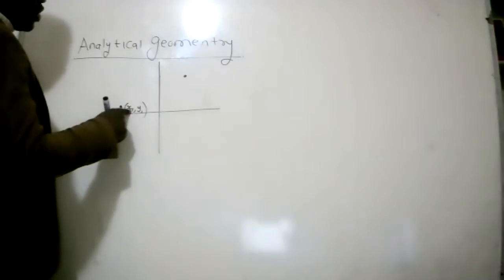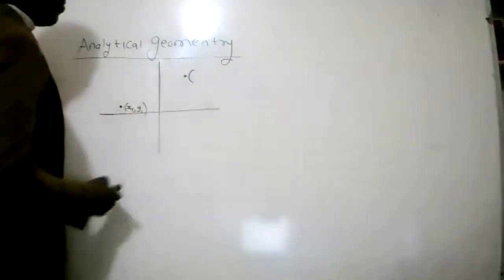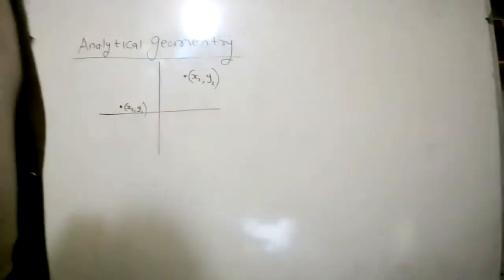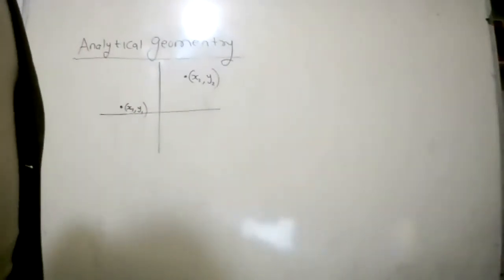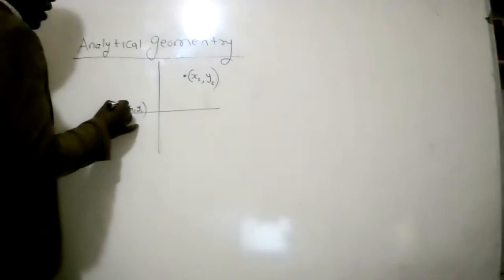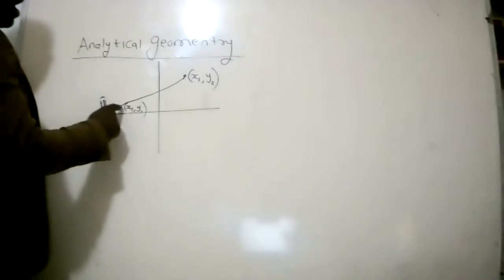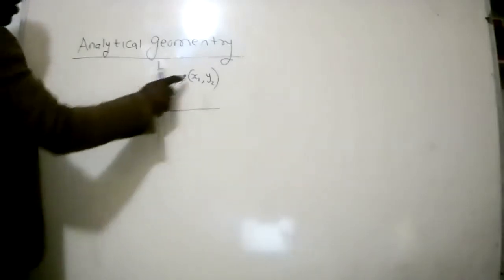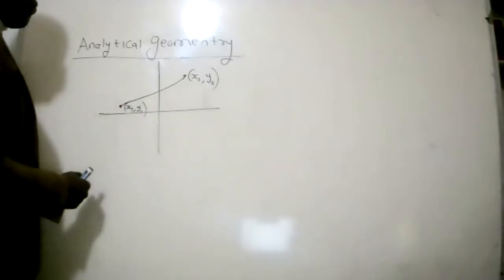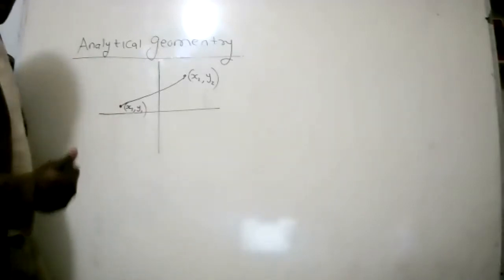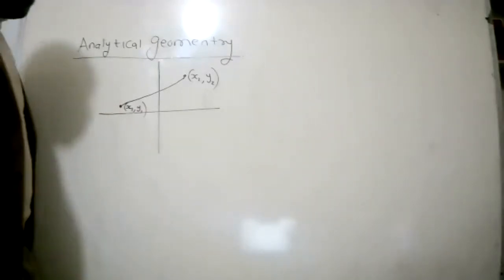So here we are saying x1 and y1 because we have the second point, which is x2, y2, like that. And then let's draw a line in between these 2 points. If we draw a line in between the 2 points, one can question how we can measure the distance between the two. How can we measure the distance between the 2 points? That's the first question we're going to answer.